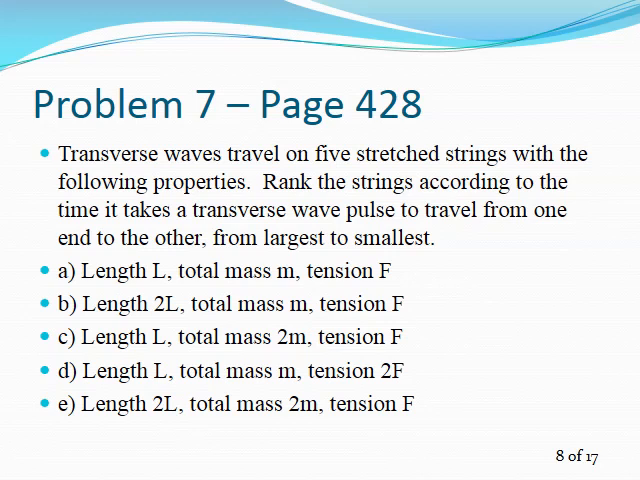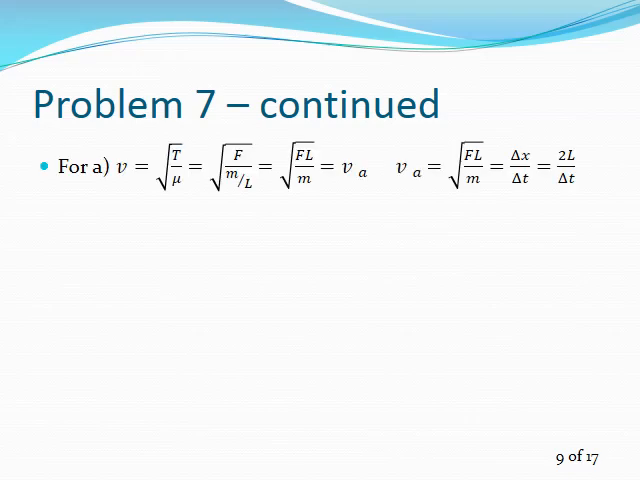So I'm going to do problem 7 here. We have a transverse wave on 5 stretched strings with the following properties. Rank the strings according to the time it takes a transverse wave pulse to travel from one end to the other end and then all the way back. That's how I worked this problem, from one end to the other end and all the way back. So how do we solve that? I think I've worked this a little more difficult than it needs to be.